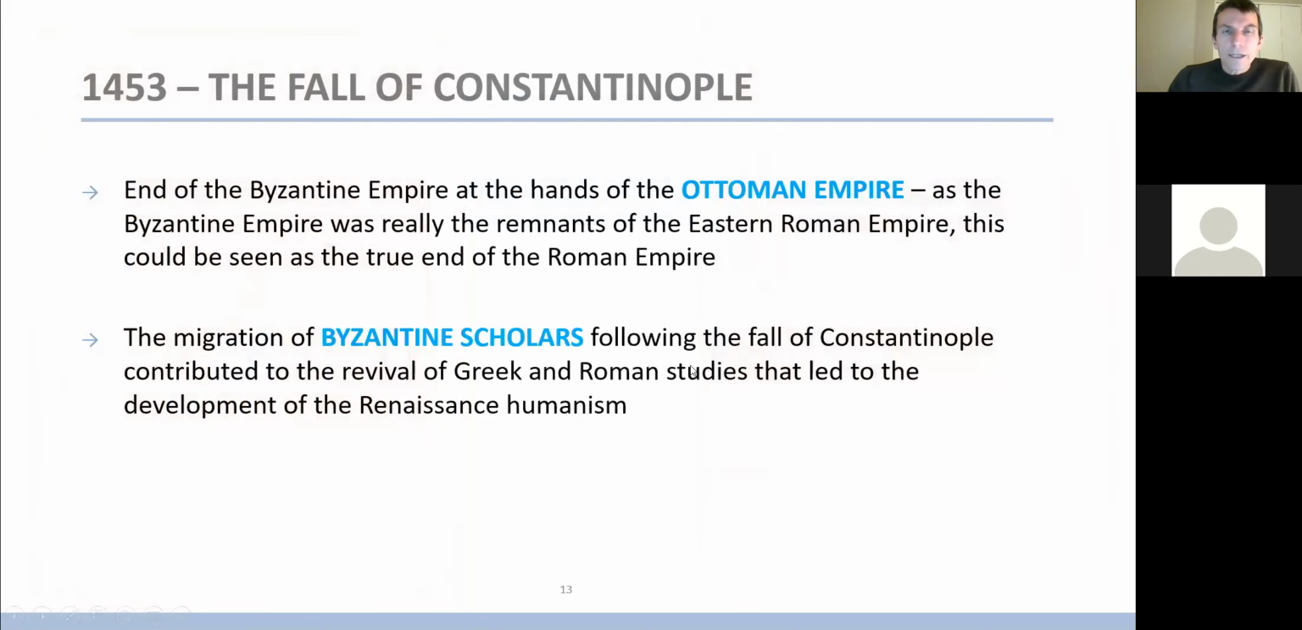The next item I wanted to quickly mention was the fall of the Byzantine Empire, the fall of Constantinople. What this triggers is the migration of Byzantine scholars throughout the West, and they brought with them learning, a deeper understanding and knowledge of the classical languages, and spread the teaching of those classical languages. Latin was already well known, Greek, Hebrew, as well as the texts that they had.